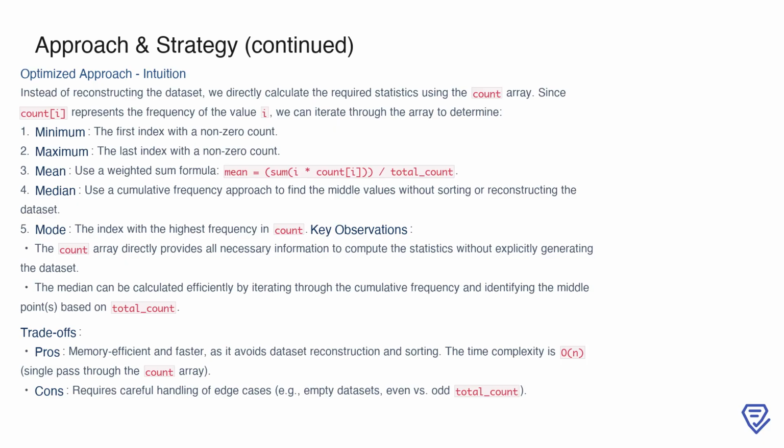The median can be found by tracking cumulative frequencies and locating the middle value or values, depending on the total count being odd or even. Finally, the mode is simply the index with the highest frequency. This approach leverages the count array structure to compute all statistics efficiently, avoiding the need for sorting or additional memory. While this method is significantly faster and more memory efficient, it does require careful handling of edge cases, such as empty datasets or when the total count is even.